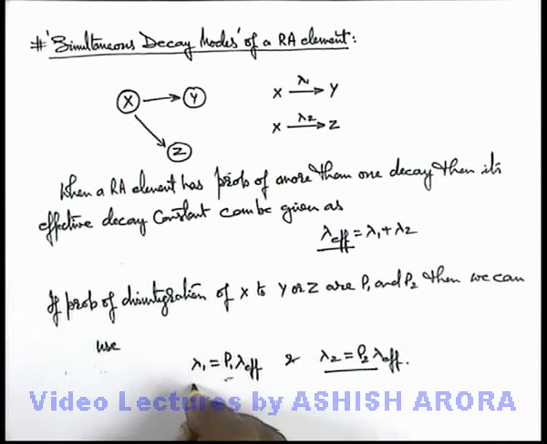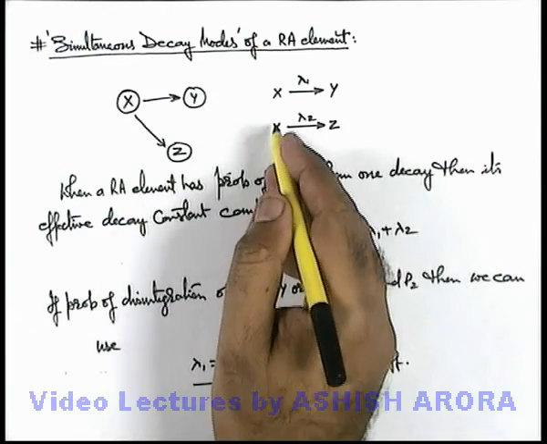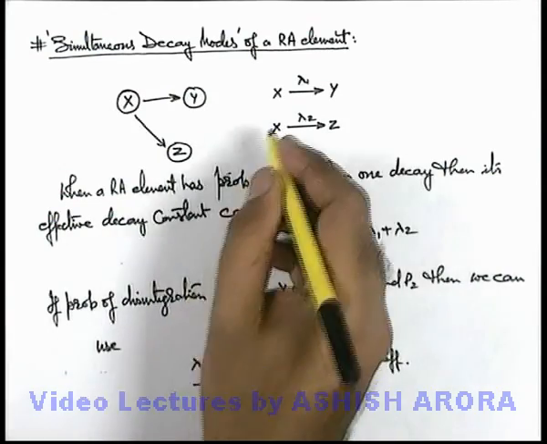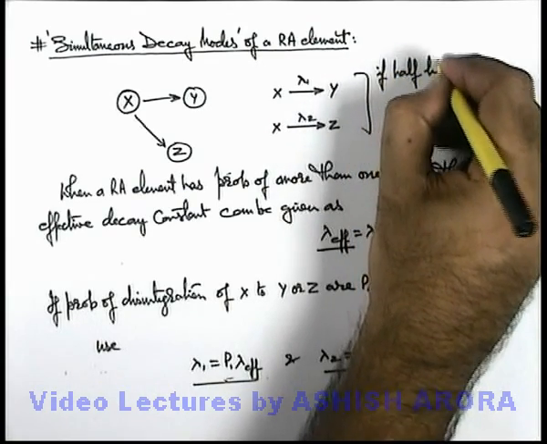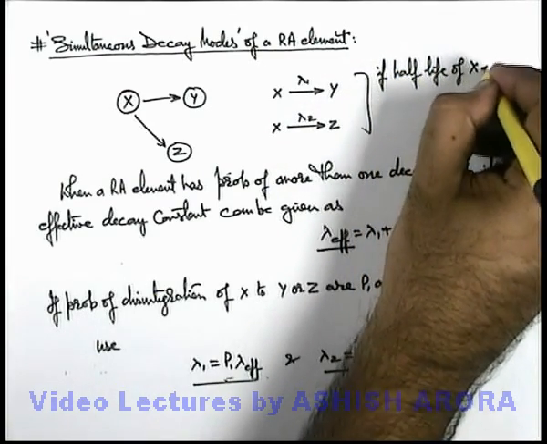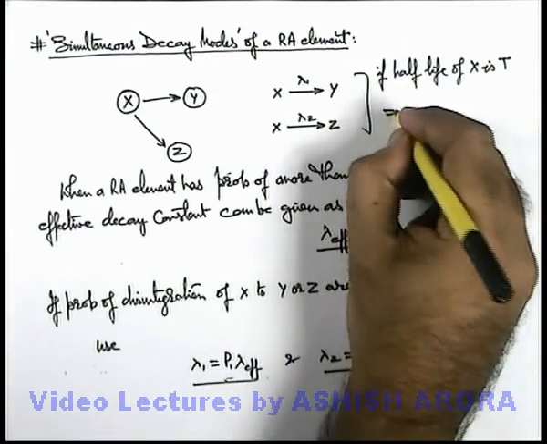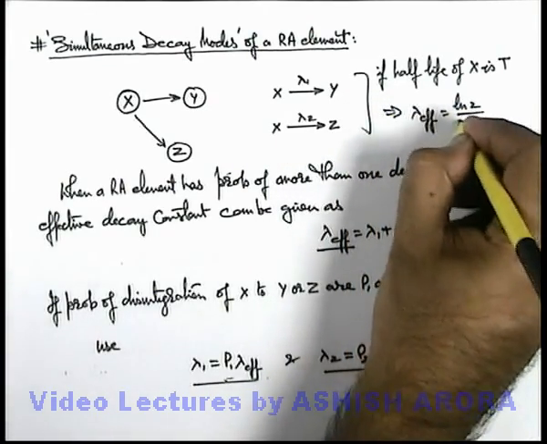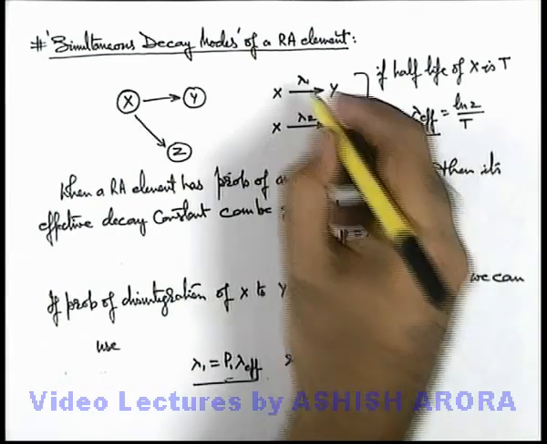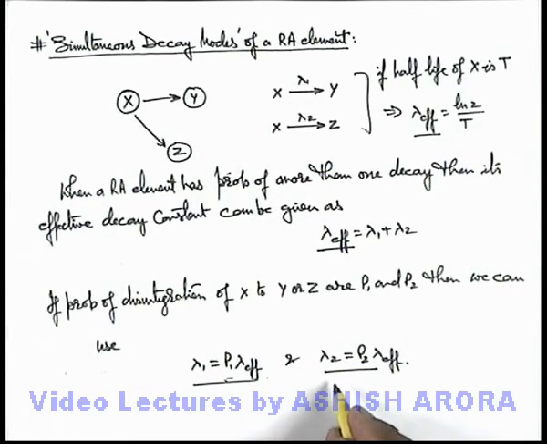This is the way if overall decay constant of X is given, or we can say if half-life of X is T, this implies here the value of lambda effective will be ln 2 by T. And using lambda effective, we can find the individual decay constants of X, disintegration towards Y or disintegration towards Z. Let's continue the same on the next sheet.